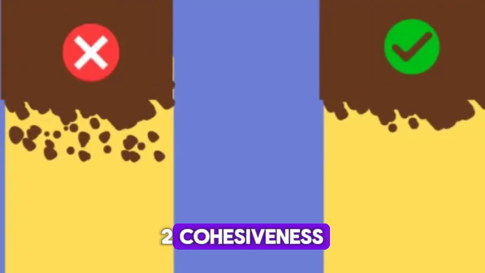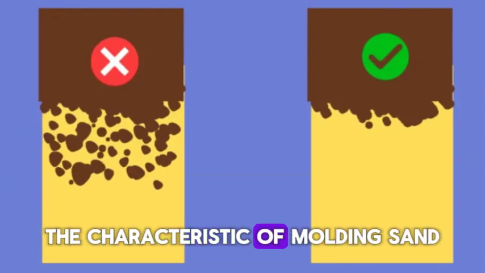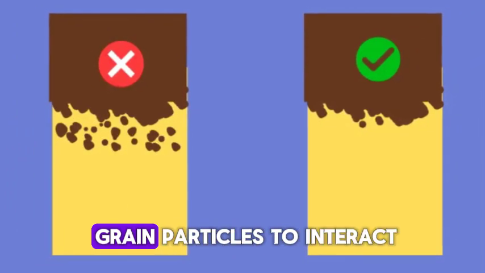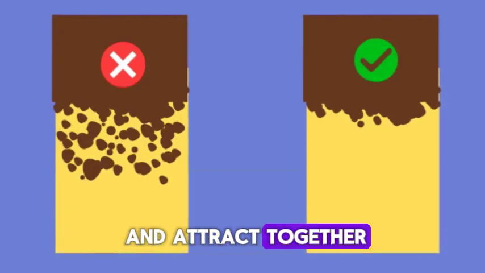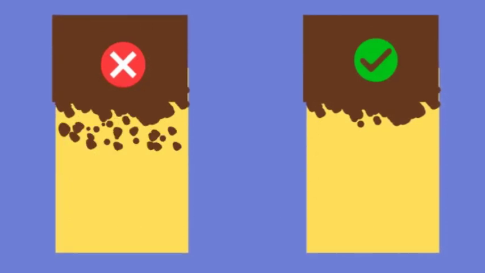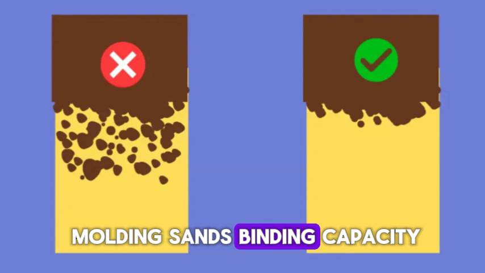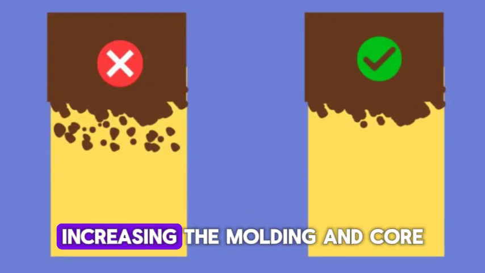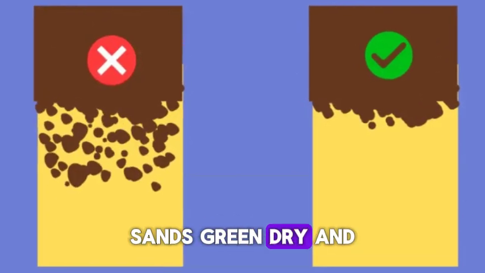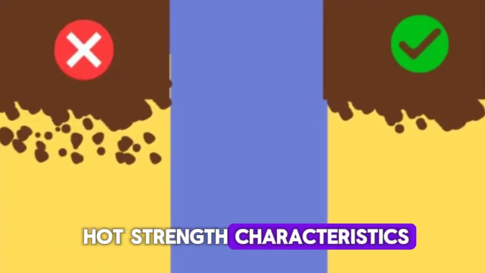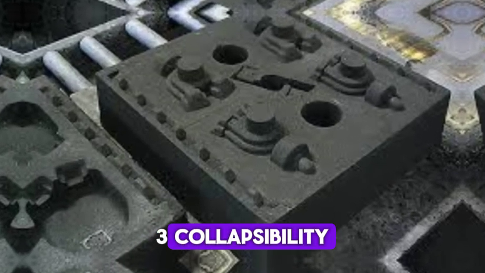2. Cohesiveness. The characteristic of molding sand that allows the sand grain particles to interact and attract together is called cohesiveness. As a result, the molding sand's binding capacity is improved, increasing the molding and core sand's green, dry, and hot strength characteristics.